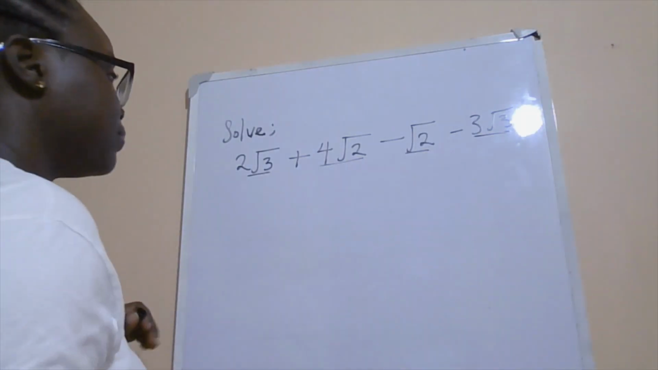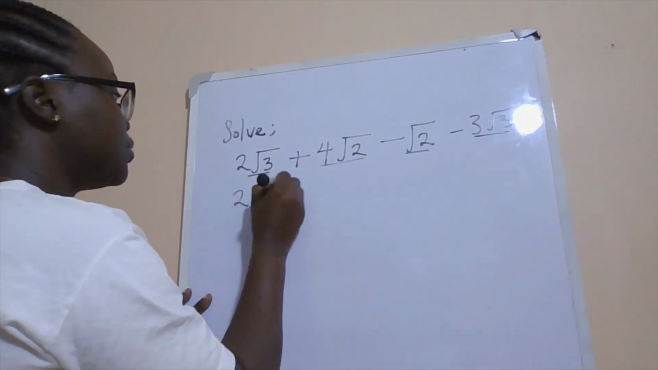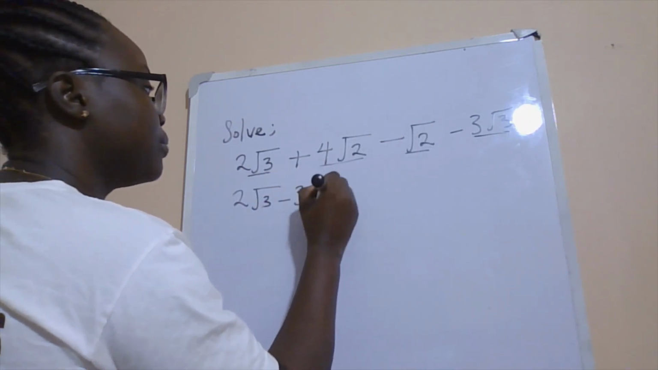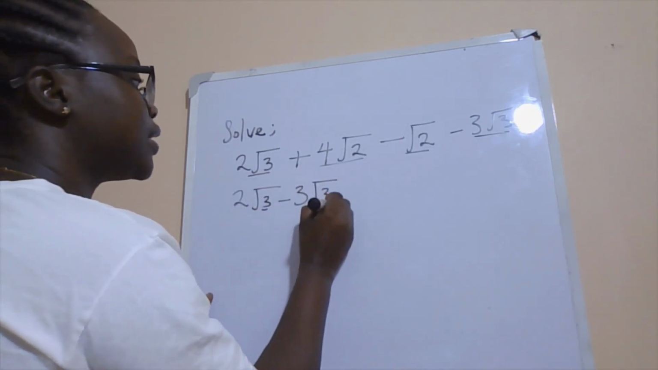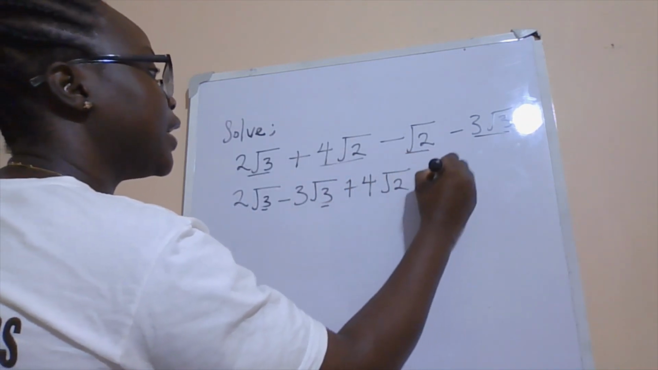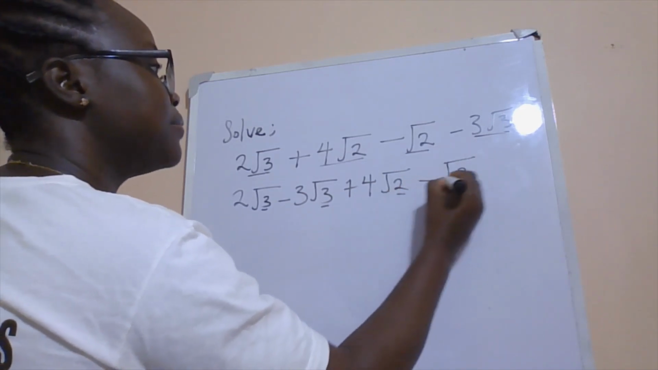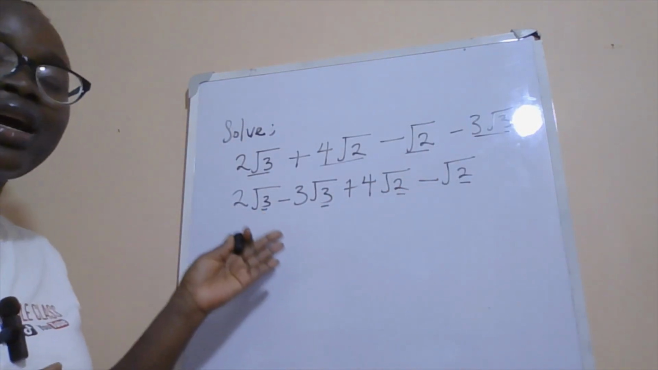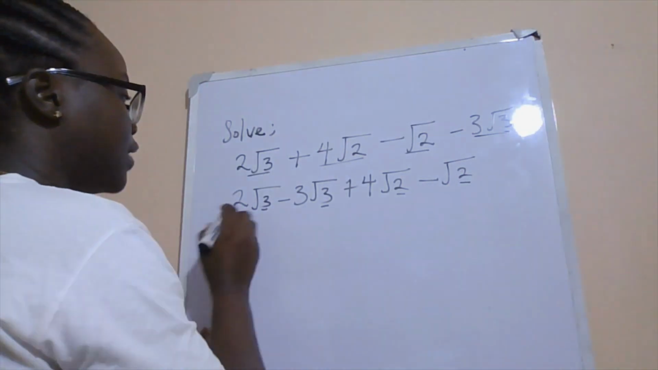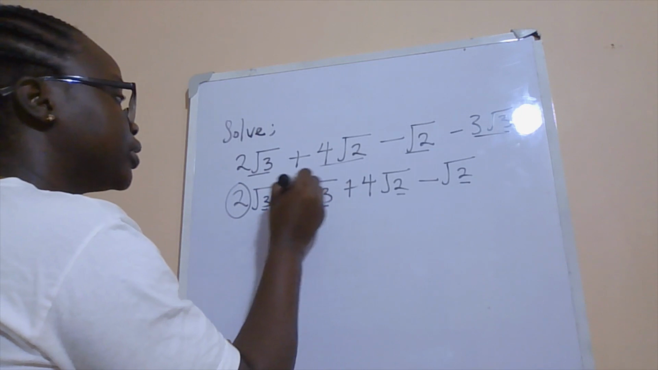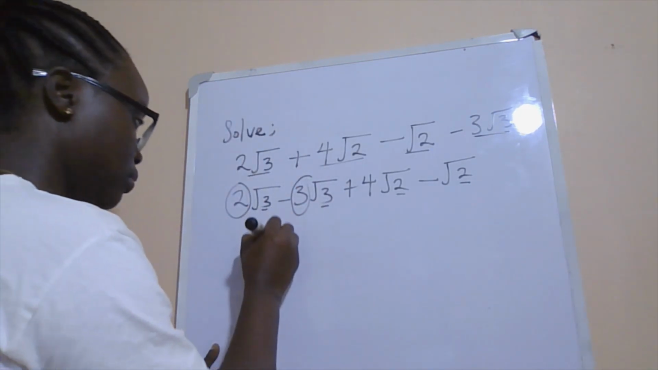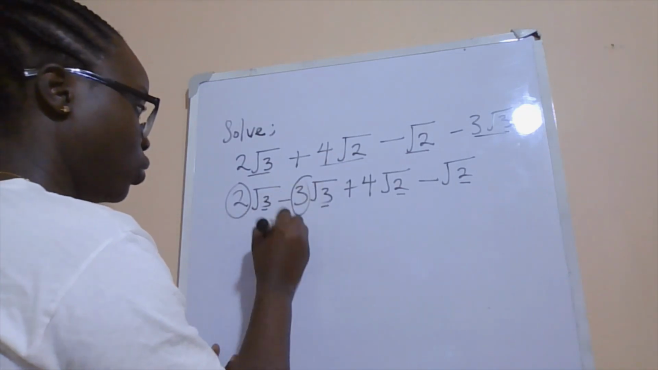Good. So let's go. So we have what? 2 root 3 minus 3 root 3, same, plus 4 root 2 minus root 2, same. So this will make our work easier to solve. Good. So what do we have now? We have these whole numbers, 2 minus 3. That gives us minus 1.